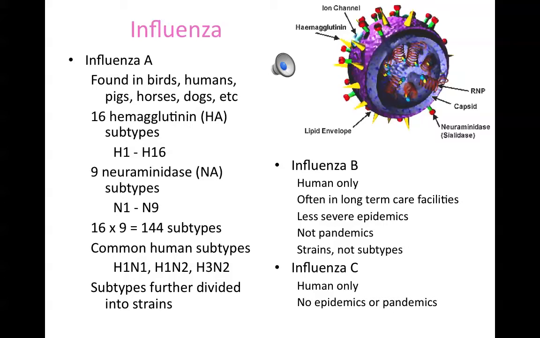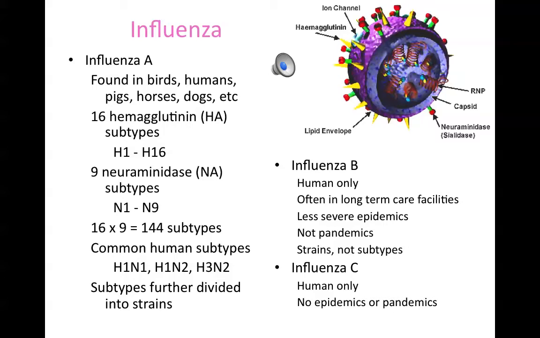The common human subtypes are H1N1, H1N2, and H3N2. Those are further subdivided into even more well-defined strains within each subtype. We do find influenza A in birds, pigs, humans. In fact, a variety of domesticated animals can have influenza A, either causing them infection or simply found in the animal and passed from one animal to another.